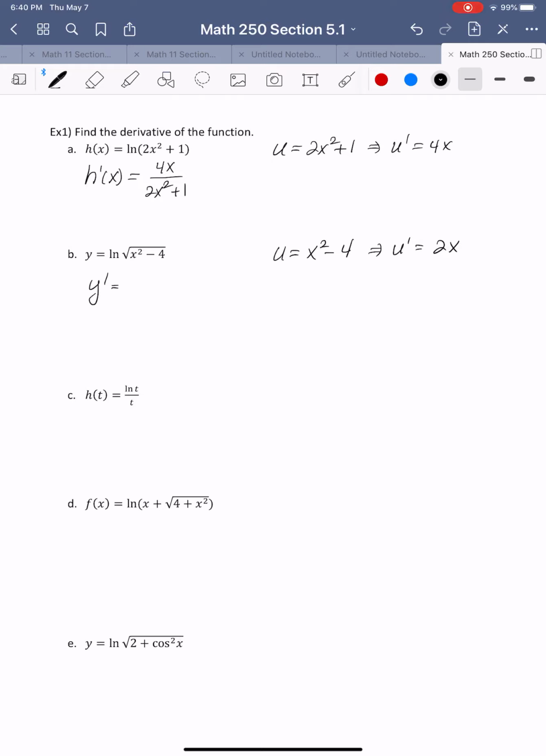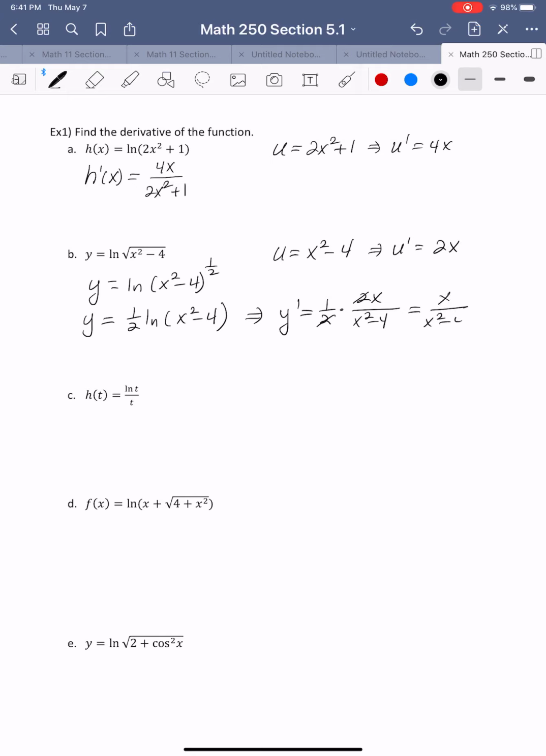So what I can do in here, before I do this, actually I want to put it this way. So y equal to, I'm going to rewrite it. So it's ln of x squared minus 4 to the half power, which is the same as half of ln of x squared minus 4. And then y prime will be half of, and then u prime, which is 2x, over u, which is x squared minus 4. And then when you simplify it, the 2 cancels out. You get x over x squared minus 4.